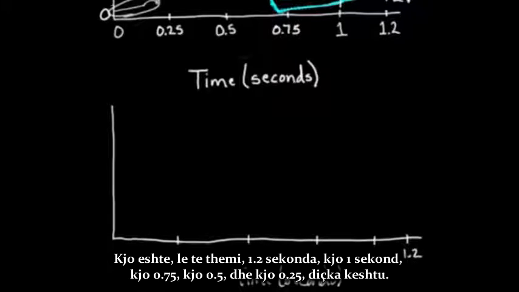This is like, let's say 1.2 seconds. This could be 1 second. This could be 0.75. This could be 0.5. And this could be 0.25, right? Something like that. There we go.